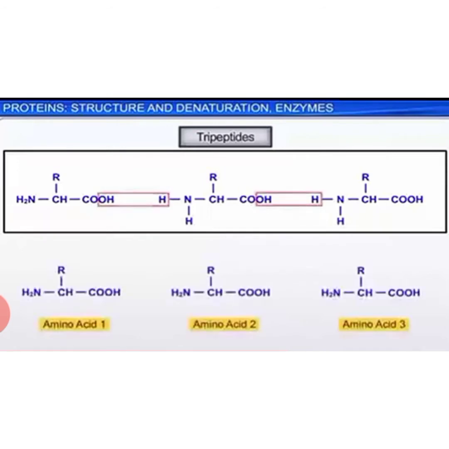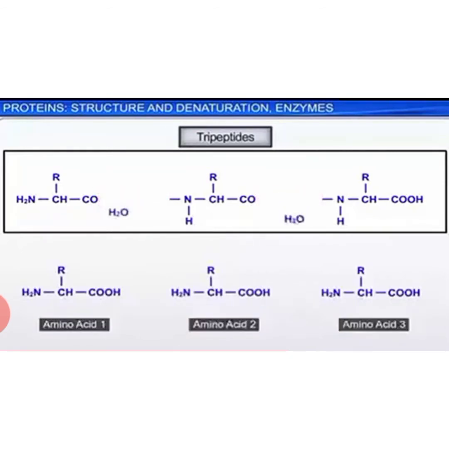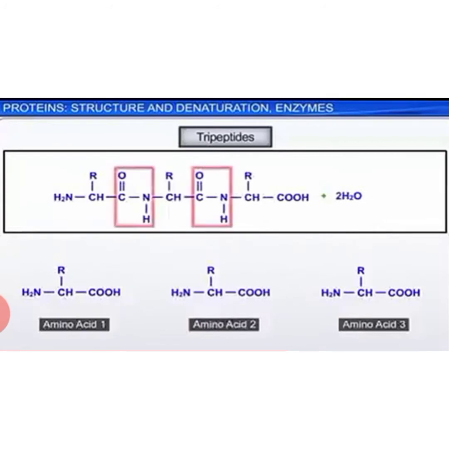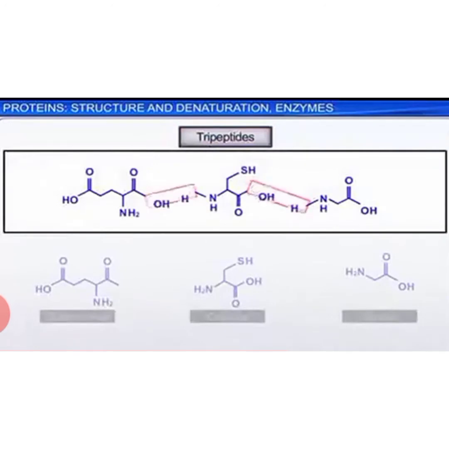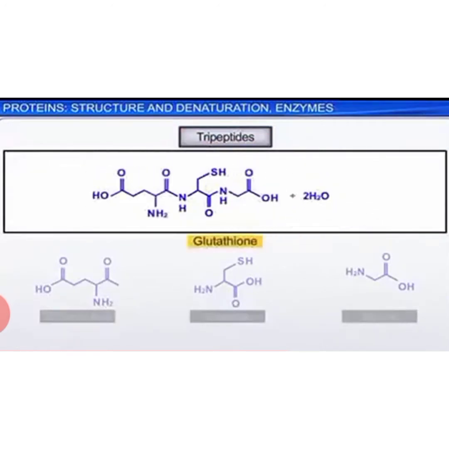Three amino acids linked by two peptide linkages are called tripeptides. The tripeptide, glutathione, protects the cells from oxidizing agents. It is formed from glutamic acid, cysteine, and glycine.